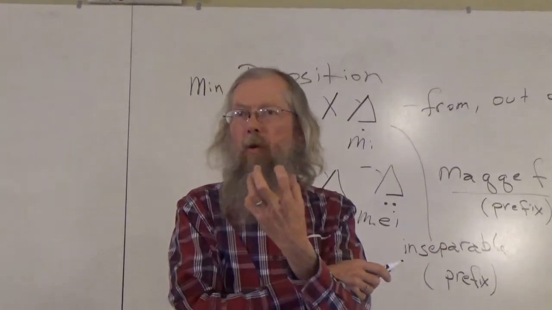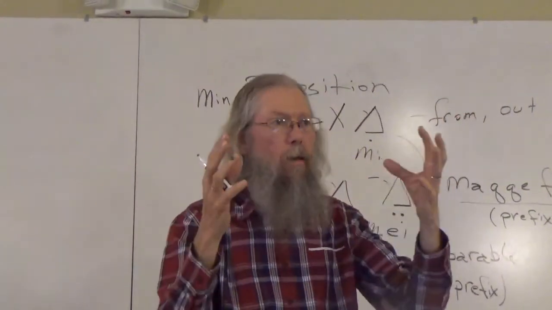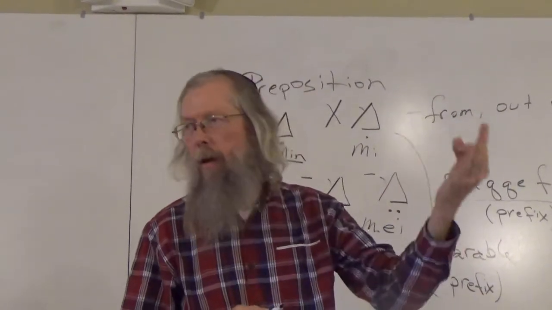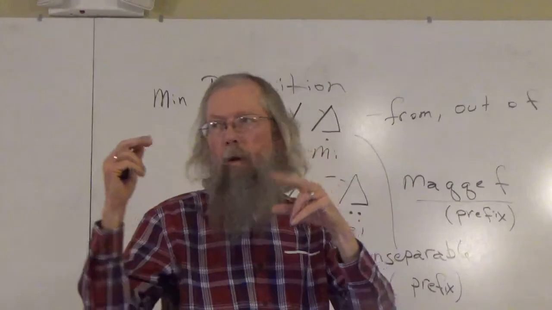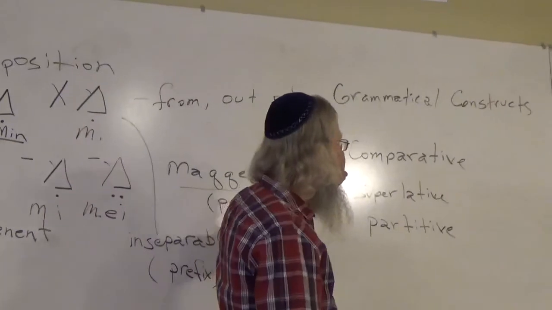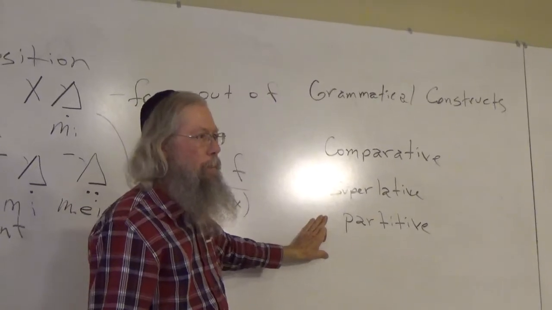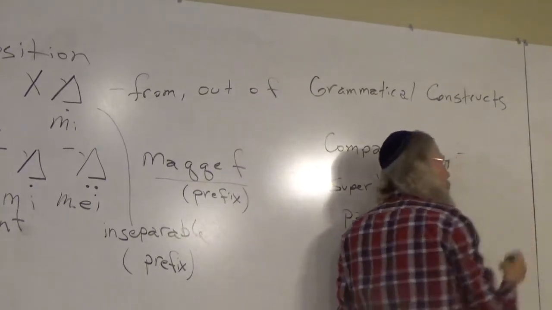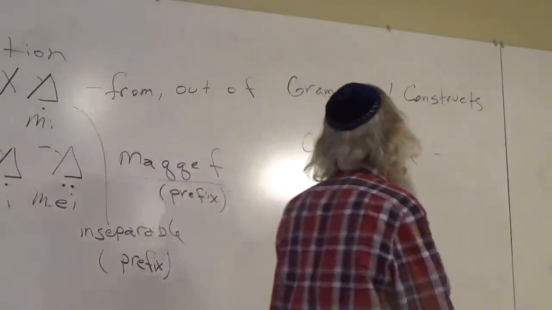And so the prepositional phrase itself is a construct. You have several words that are tied together, formed together to bring about an idea, to communicate with you. It's putting several words together, not just one word, but two or more words put together in order to build. So you have grammatical constructs. You have comparative, you have superlative, and you have partitive. Okay, so what do you suppose comparative would be? Compare. Very good. All right.